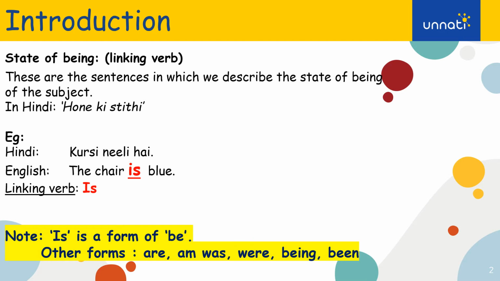Now please note that is actually a form of the verb be, and be has 8 other forms like am, are, was, were, being, been. So this video is going to give you a detailed explanation of the state of being verbs. Let us look out for more details and more understanding.